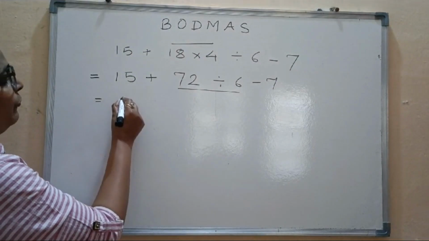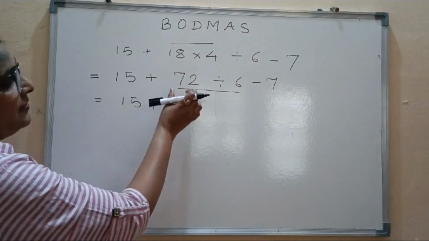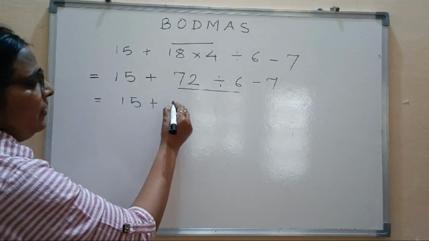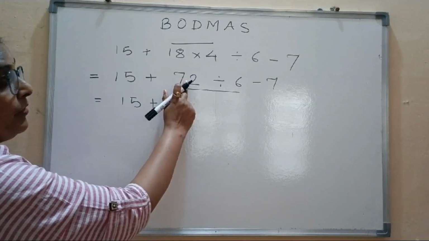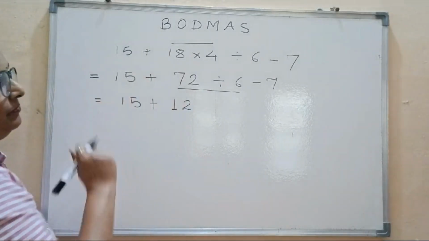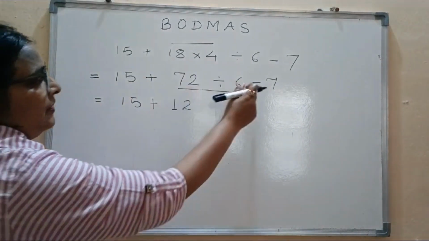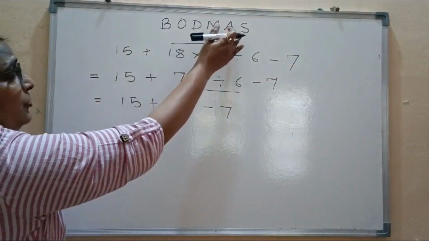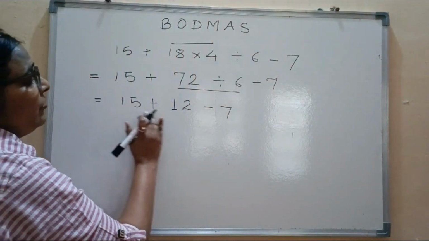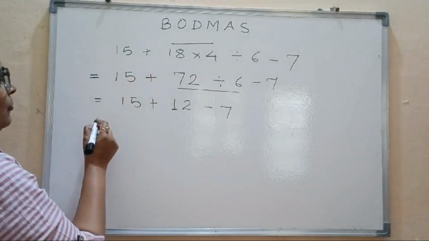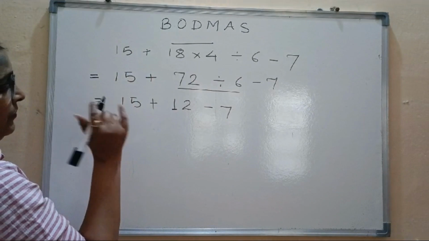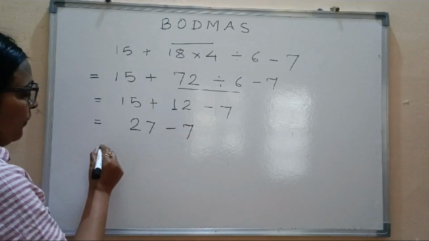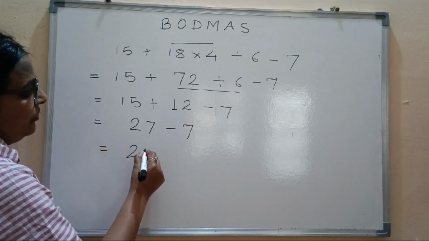Okay. Now here, 15 plus 72 divided by 6. You can solve it. So 6 twos are 12. So the answer you will get is 12 minus 7. Again here, just now I told one trick that about addition and subtraction, you can solve left to right. So here 15 plus 12, it will be 27 minus 7. So 27 minus 7, 20.